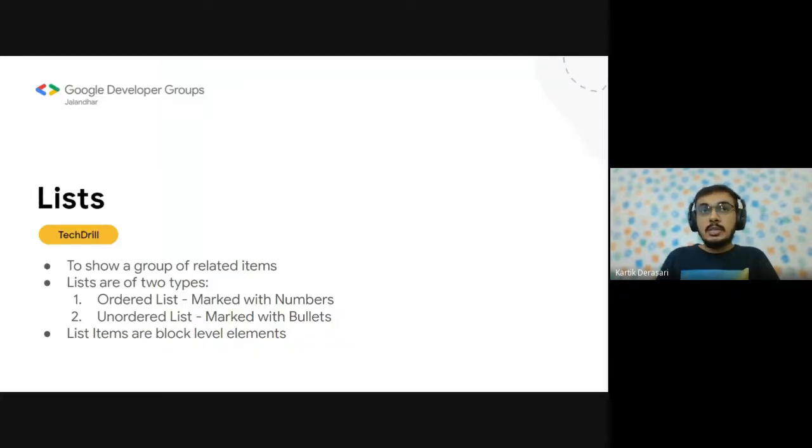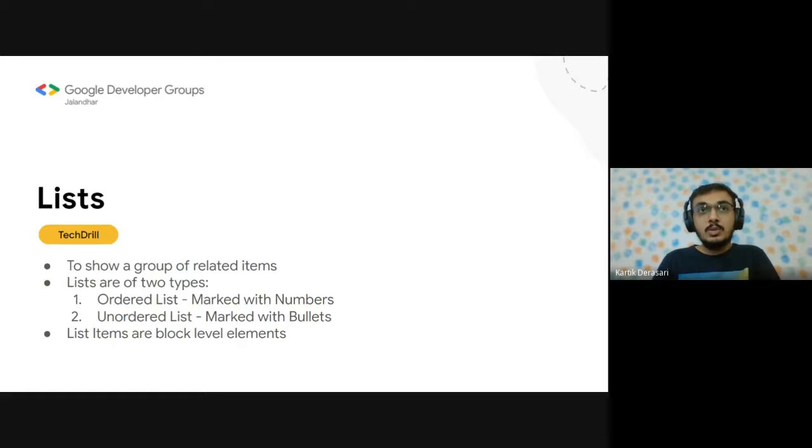Okay, so list. Whenever we want to show a group of items which are related to each other, then we use a list. For example, a list could be a shopping list, a list of hobbies, a movie list, or any kind of list. You might have seen two kinds of lists, right? Maybe in a word processor or Microsoft Office or Google Docs.